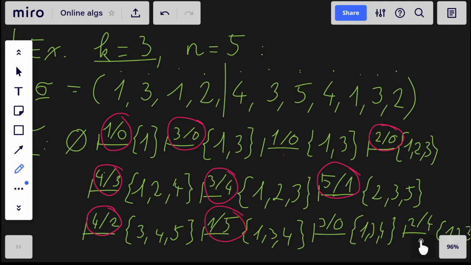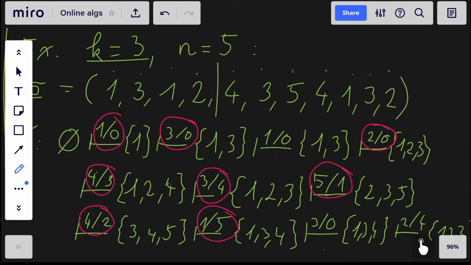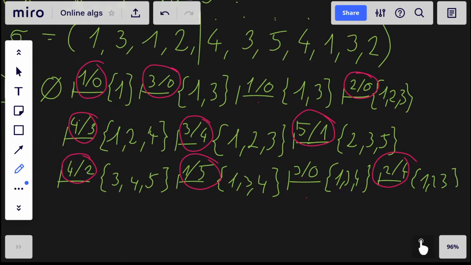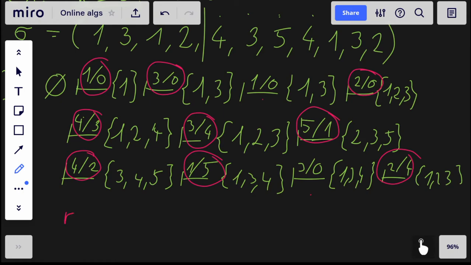But here this step was free because 3 was already present in the cache, and here I also paid. So for this particular run, this particular action sequence's cost is in total 1, 2, 3, 4, 5, 6, 7, 8, 9. So it's 9 at this point.